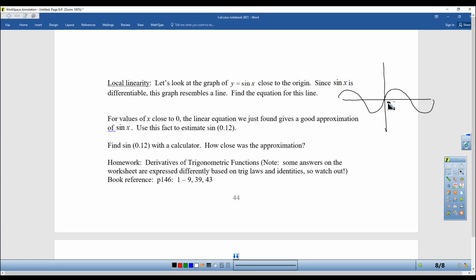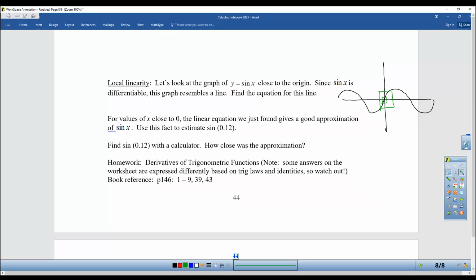Remember, it's an odd function. So if I look at it close to the origin, meaning I just blow up this one little piece, the graph actually resembles a line. And the closer I get into it, you wouldn't even know it was sine. That little piece right there just looks like a line.